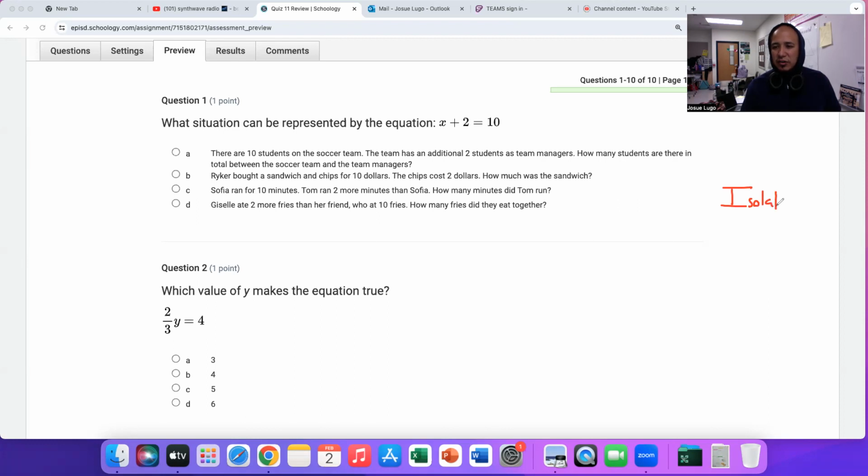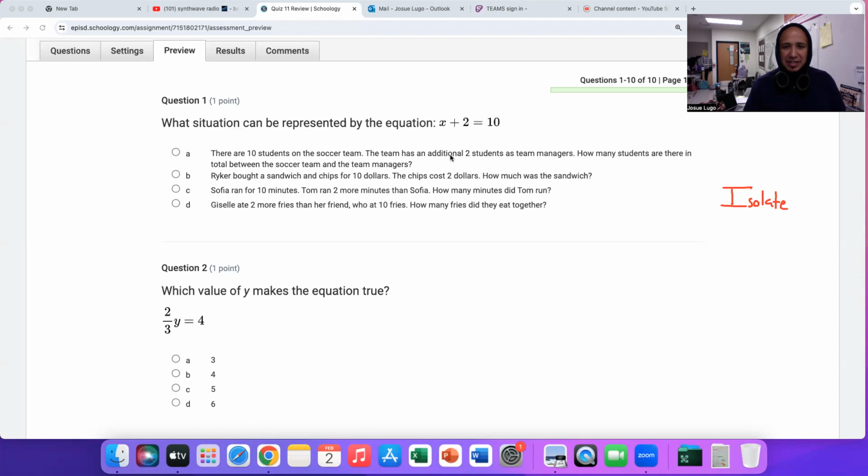Isolate the variable. However, as you can see here, number one, this is not so much about solving the equation, but rather matching the equation with a given situation. Well, in that case, guys, let us pay attention to the operation. What are we doing to the variable? We can see that we are adding 2. So x plus 2 equals 10. So let's see what situation has addition, that we're adding 2 to some variable, something that can vary, and we get 10. So letter A, there are 10 students on the soccer team.